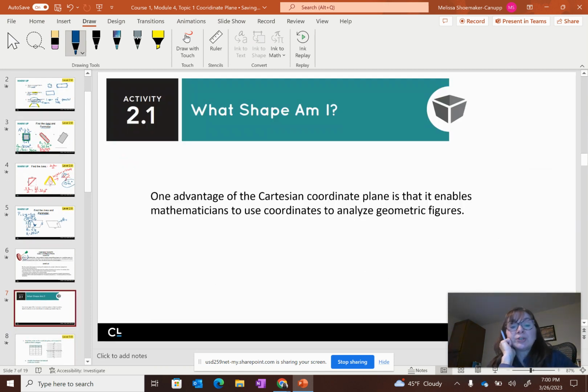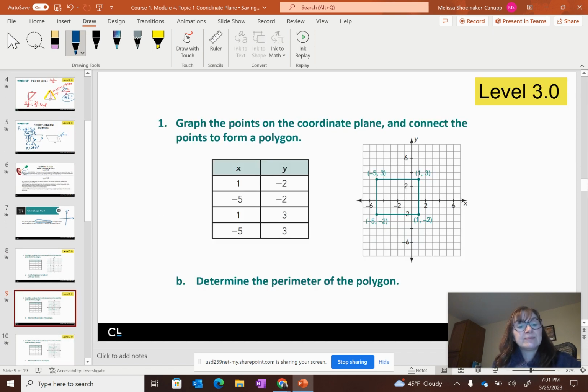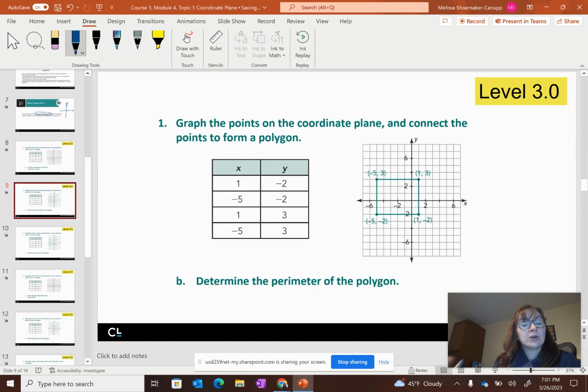First, we have to know what our shapes are. Remember, I told you a few weeks ago that whoever named the coordinate plane must have had a name, Cartesian or something. This is like the fancy name. It's the same thing that you've been dealing with, the X and Y. It's just a name that we don't hear used all the time. It enables mathematicians to use coordinates to analyze geometric figures. So sometimes we look at them on here just to get an idea about them.